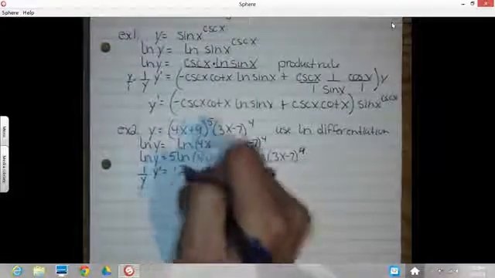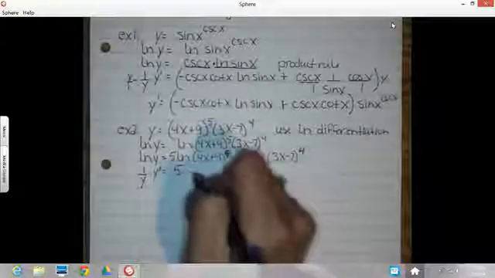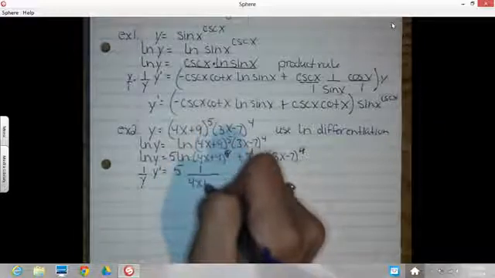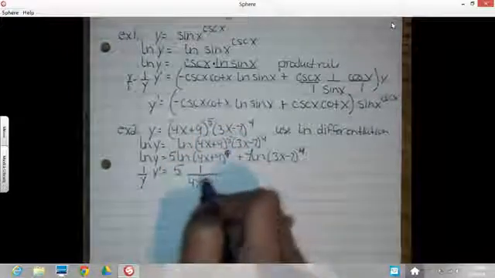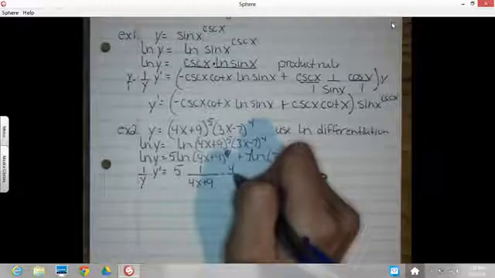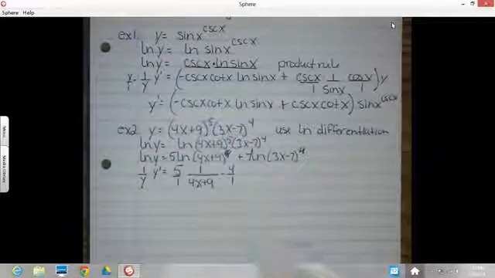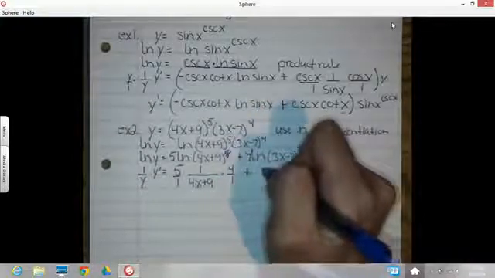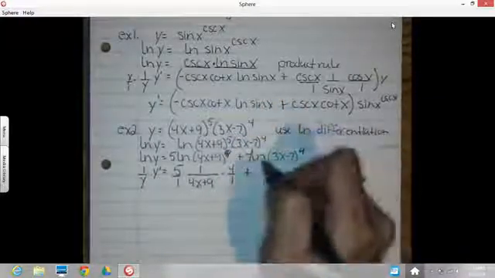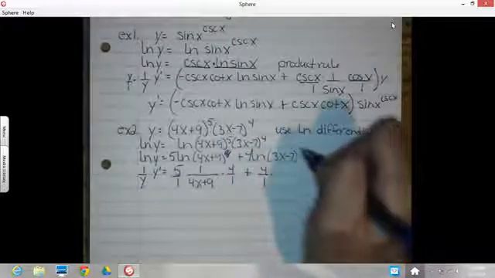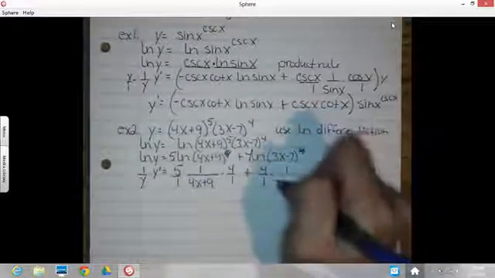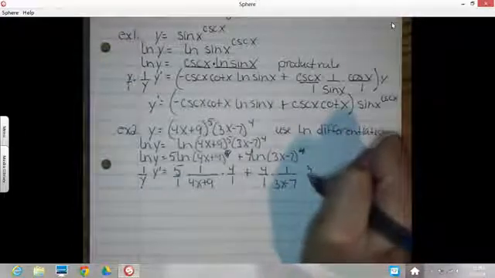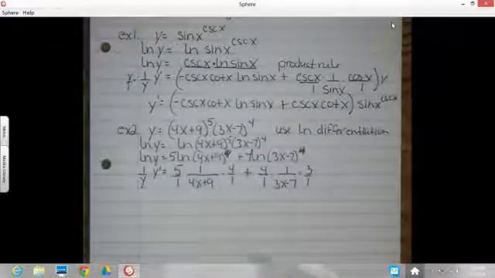5 carries along. The derivative of a natural log is 1 over the u times the derivative of the u, which is a 4. Put that over 1. I'll put the 5 over 1 so I can keep numerators and denominators lined up. Plus 4. The derivative of the natural log is 1 over 3x minus 7 times the derivative here.